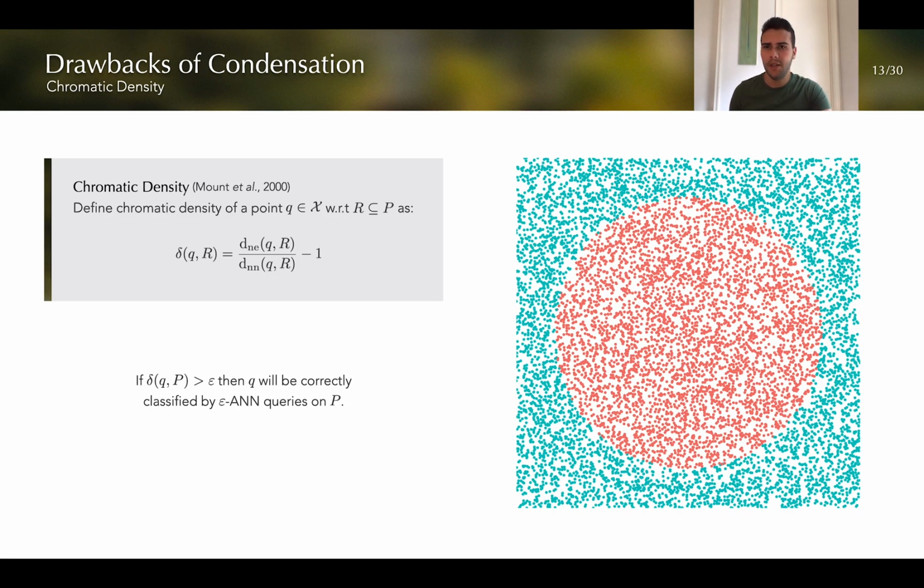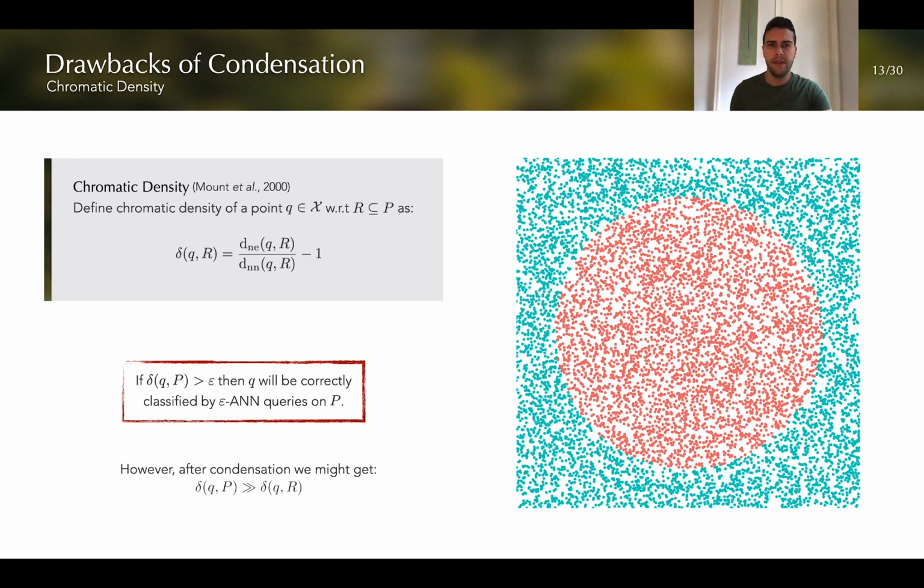This notion is formalized as the chromatic density of a query point, which you can see as the ratio between the nearest enemy distance and the nearest neighbor distance. And the idea here is that for any query point, if its chromatic density is greater than epsilon, that means that it's going to be correctly classified with epsilon approximate nearest neighbor queries.